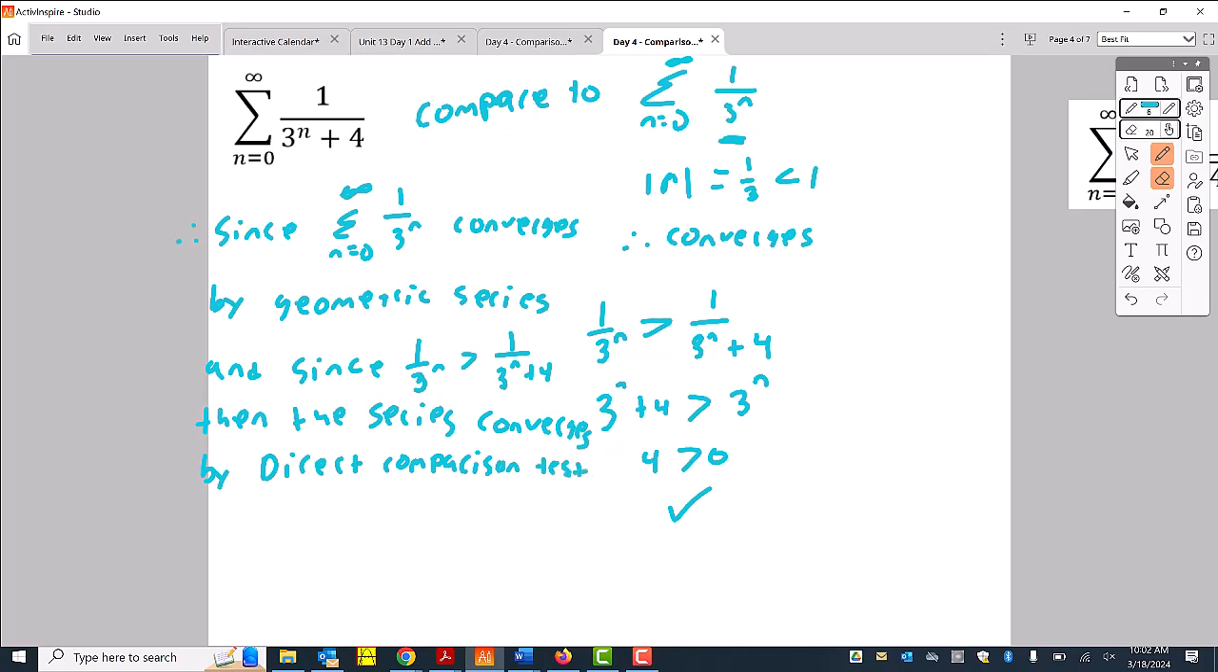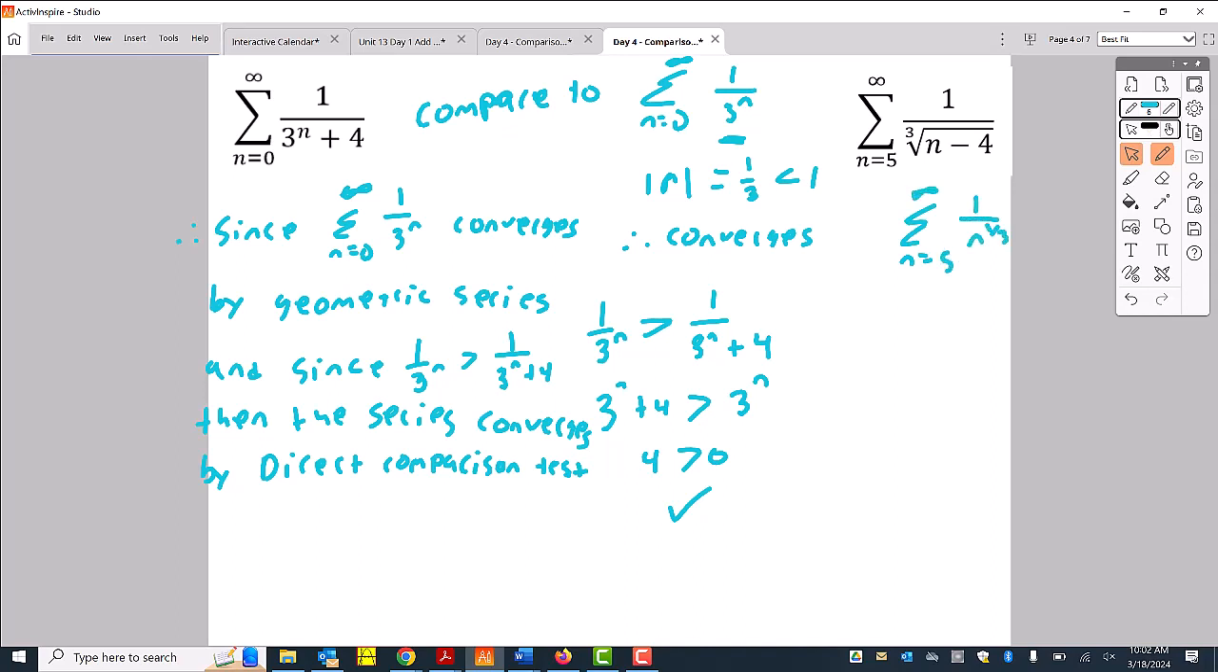All right, so that's our statement. So all of these for direct comparison are just picking something that's kind of close to it. So if you want a couple you can try on your own. You have this one right here, which you can compare to the sum from n equals, let's say 5 to infinity just to match, of 1 over n to the 1/3. There's a p series that we know diverges. So it's going to be a very similar process. But this time, since it's diverging, you're going to show that 1 over n to the 1/3 is less than 1 over the cube root of n minus 4. All right, so I'll let y'all try that one.